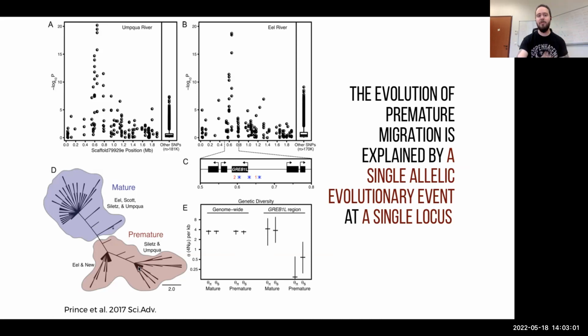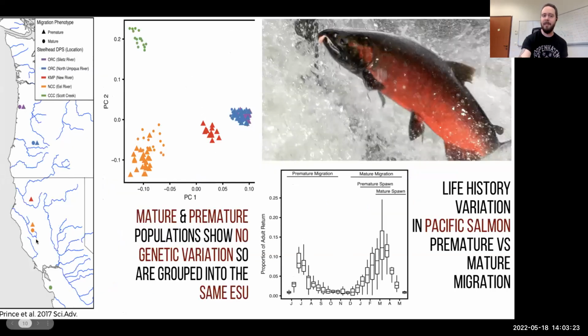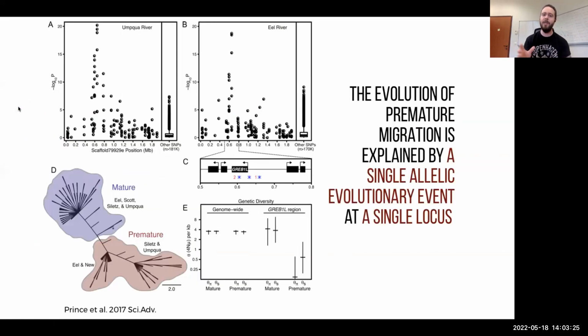But what was most interesting is when we look at divergence within this gene, so how this gene diverged over evolutionary history. We can see that no matter which geographic location a premature migrant is coming from, in this gene region they're very genetically similar, and so are the matures. So this tells us that this variation didn't evolve independently multiple times. It actually evolved once and then spread.